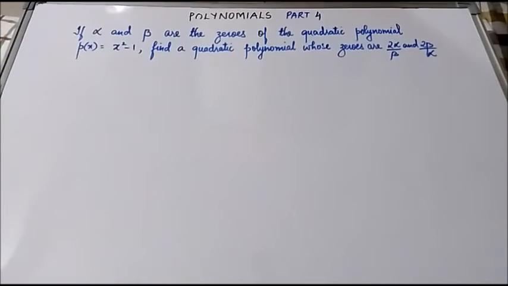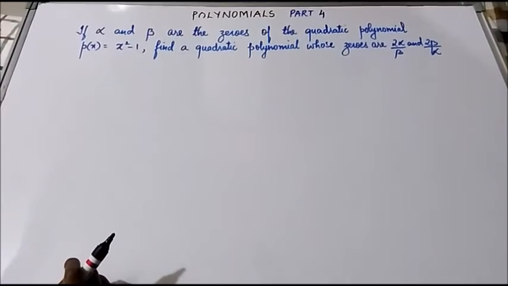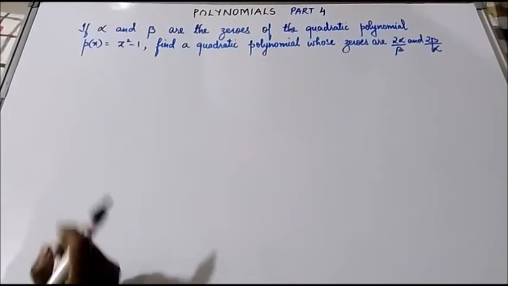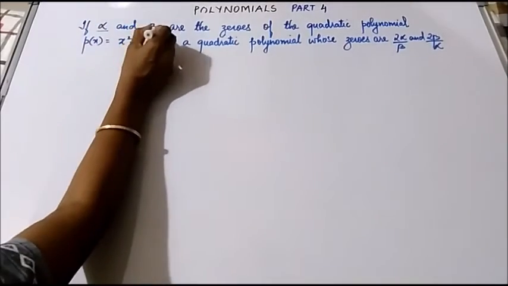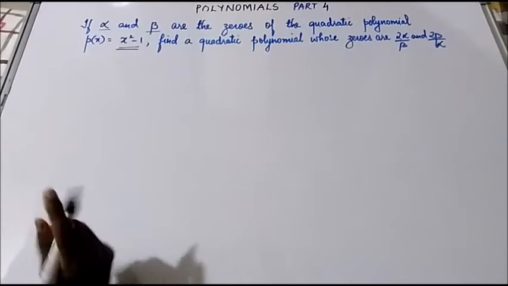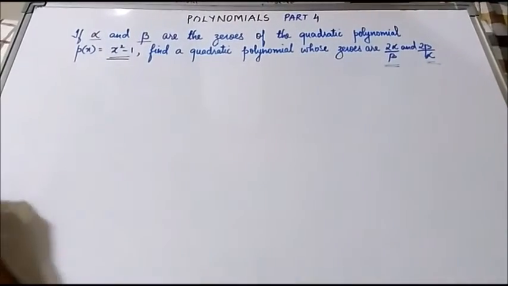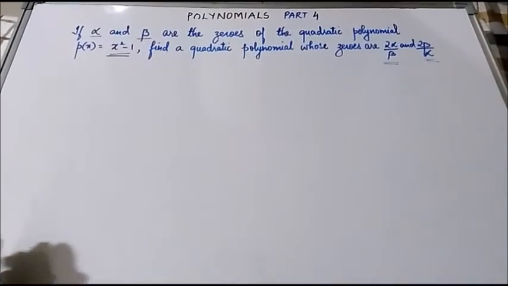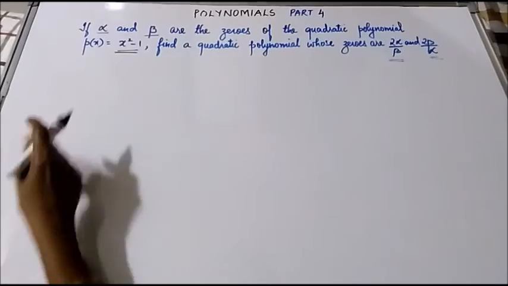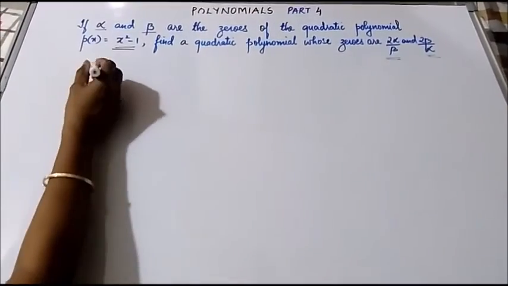Let us do the next question. If alpha and beta are the zeros of a quadratic polynomial x square minus 1, please try to understand that alpha and beta are zeros of this polynomial. Now we have to find another quadratic polynomial whose zeros are 2 alpha by beta and 2 beta by alpha. Okay, let us start. First we will find the zeros of this polynomial, and then we will proceed to the next part.